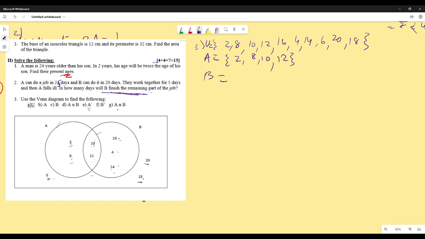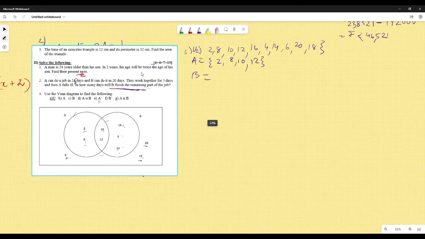Now the last part is A intersection B. So A intersection B is, you have to find out only the common ones, which is 10 and 12. So A intersection B will be 10 and 12. So with that we come to the end of this part.